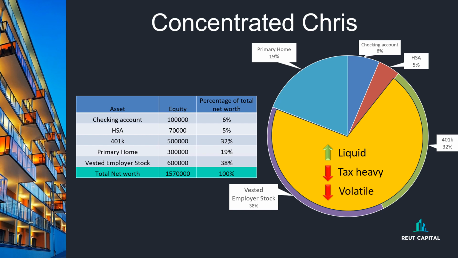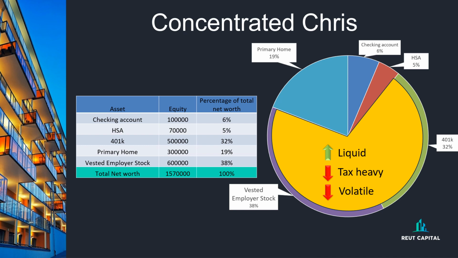And thirdly, it is volatile. Ultimately, these are tied to the stock market. And if the stock market, as we know, is volatile in nature, the majority of your net worth is exposed to that volatility. So what could Chris do? Let's look at the next example.